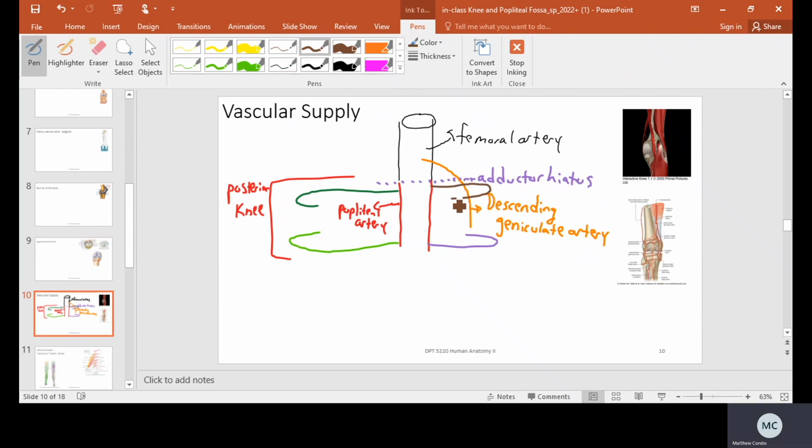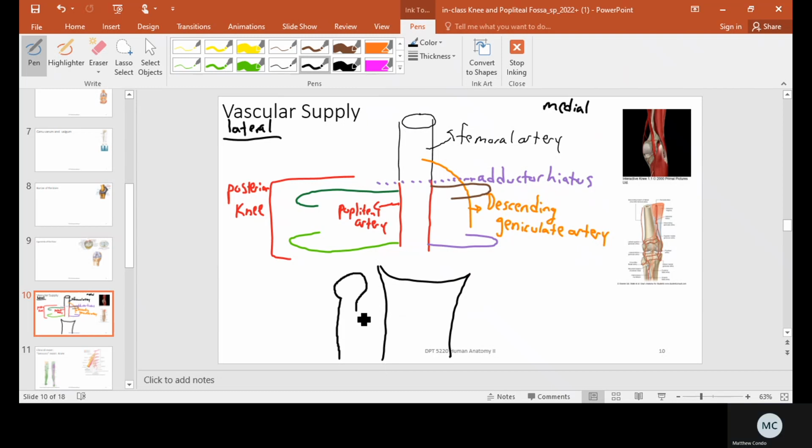All right, so these are going to be my 4 big geniculates. I'm going to give you a couple reference points here. Over here is the lateral side, and over here is the medial side. And in fact, I'll do you one better. Let's draw in my tibia. Draw my fibula. Here's my fibula. There's my tibia.